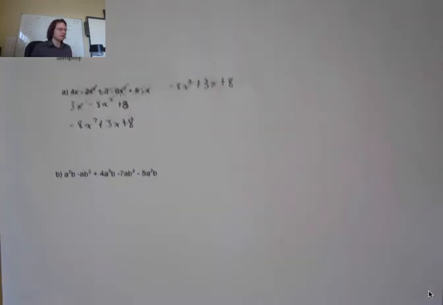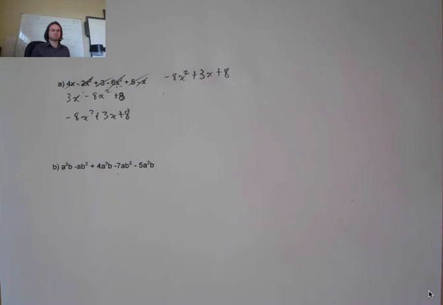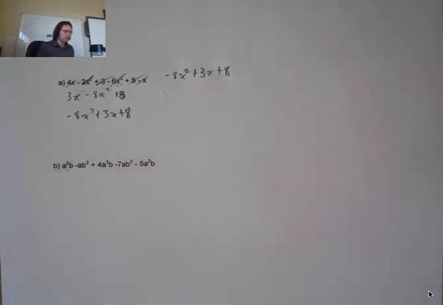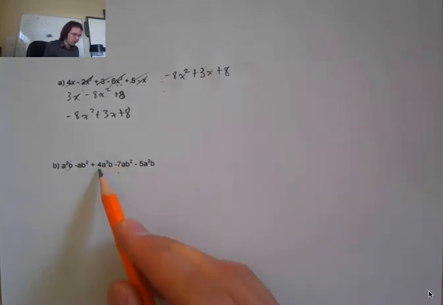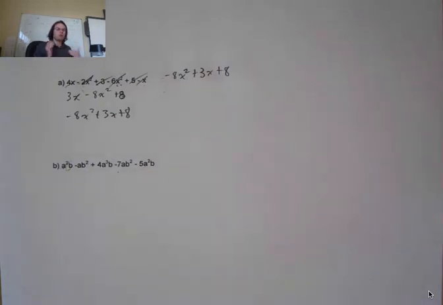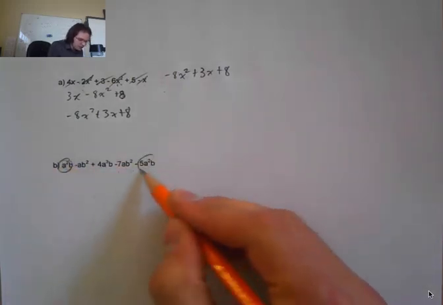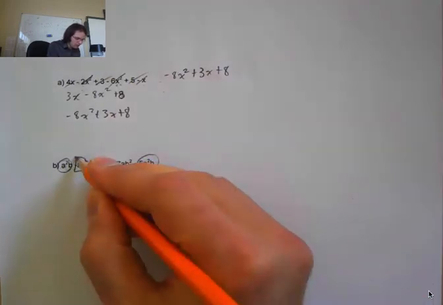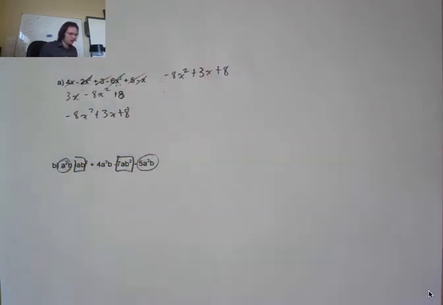Okay? Now here's my next one here. We're looking at a's and b's. Right? So I look at this, a squared b. It's saying a squared b minus ab squared. Okay? Then we have 4ab, 7ab squared, and 5a squared b. Well, I have to look at which ones have the exact same variables. Well, a squared b and a squared b, those are the same. ab squared, I have an ab squared here, and I have an ab squared here. Those are the same. So those ones are all ones I can combine.